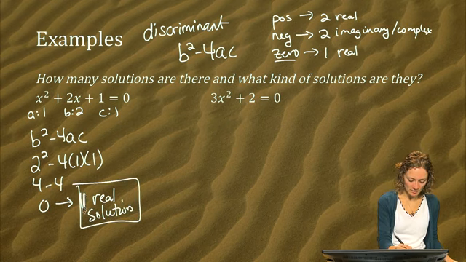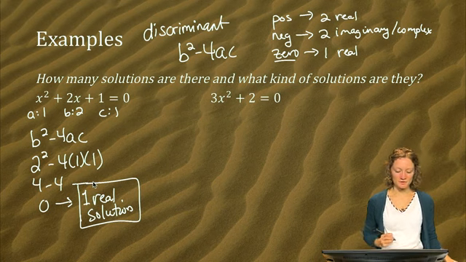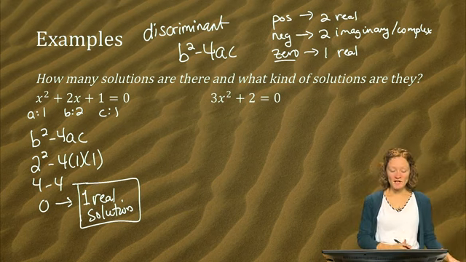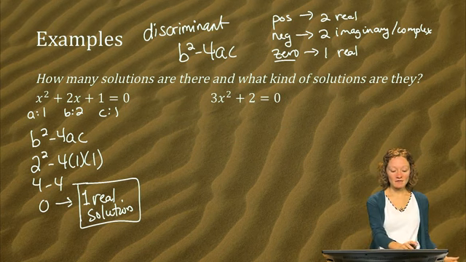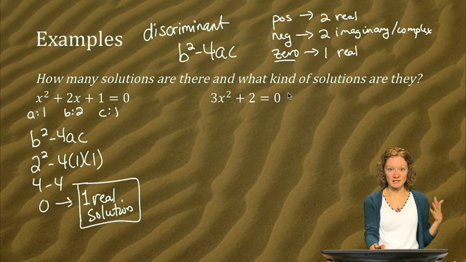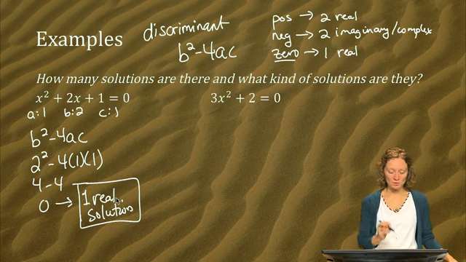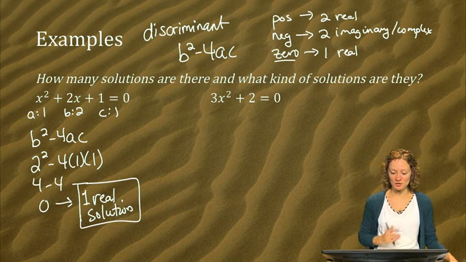That's the ultimate answer here. 1 real solution. Now, if you don't like just looking at that, you're more than welcome to go through the entire process of using the quadratic formula and come up with a solution. You just ultimately have to answer the question, how many solutions did you get and what kind are they? Meaning, are they real or are they imaginary or complex? So a 0 means 1 real solution. You can go through the process and find out. You will only get 1 solution.